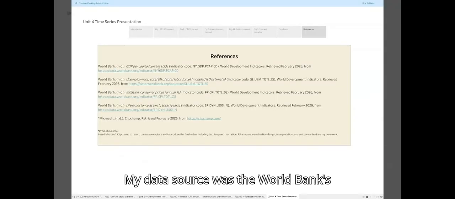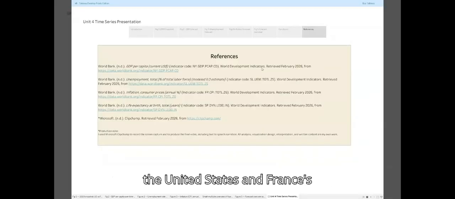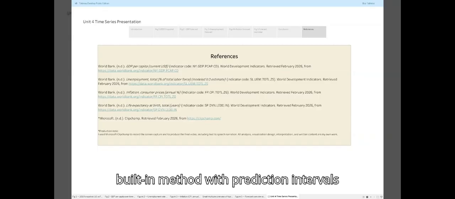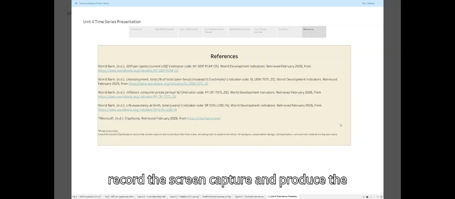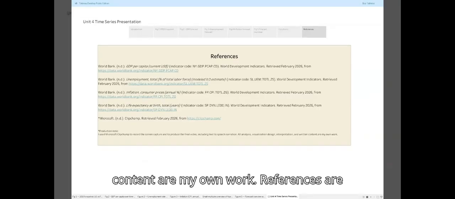My data source was the World Bank's World Development Indicators, filtered to the United States and France. Forecasting was done in Tableau using its built-in method, with prediction intervals shown. I used Microsoft Clipchamp to record the screen capture and produce the final video, including text-to-speech narration. All analysis, visualization design, interpretation, and written content are my own work.